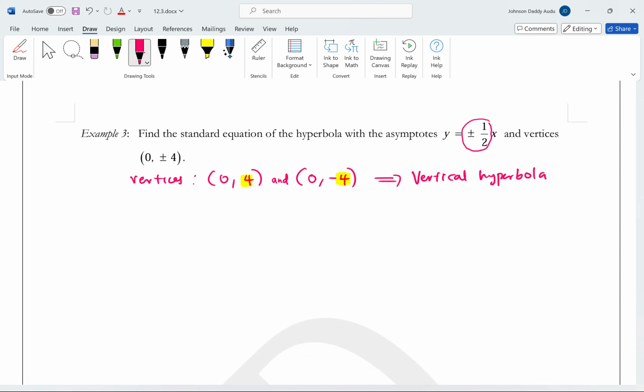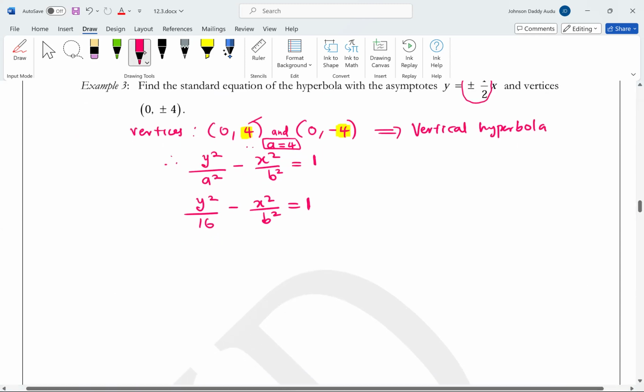right? Now, since you are dealing with a vertical hyperbola, what does that mean? It means that your equation is going to be y squared over a squared minus x squared over b squared equals 1. And this would be our A actually. So A is equal to 4. So this will be y squared over 16 minus x squared over b squared equals 1.